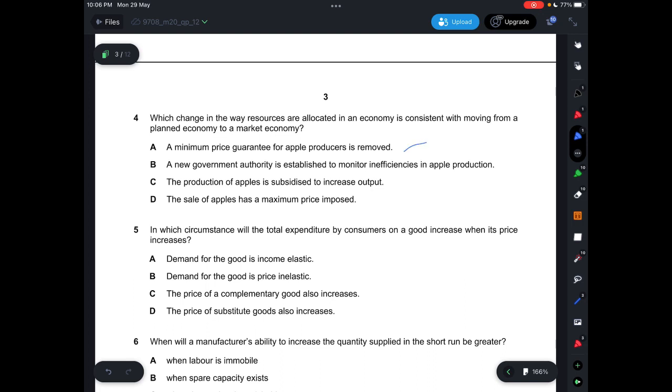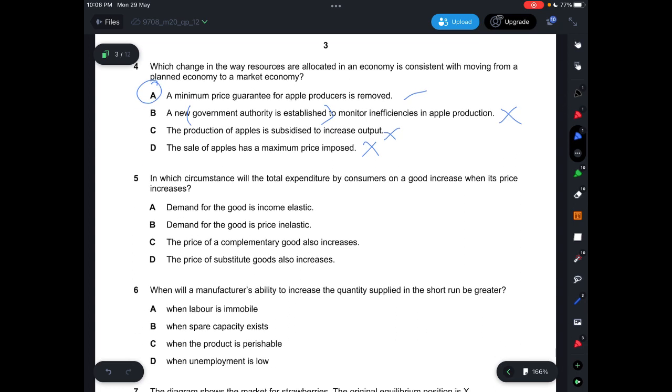Let's look at the other three options. A new government authority is established. So anything that says new government authority established, this means that there's government intervention. So nope. C, the production of apples is subsidized. This is government intervention. And D, the sale of apples has a maximum price, which is government intervention. So I'd say A.